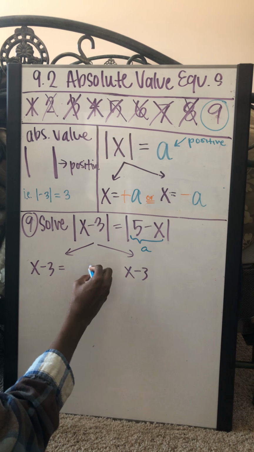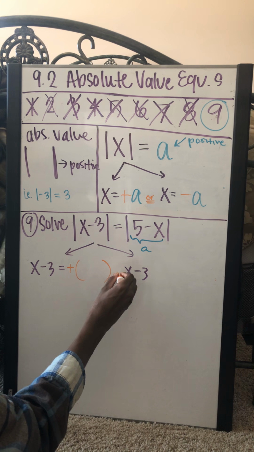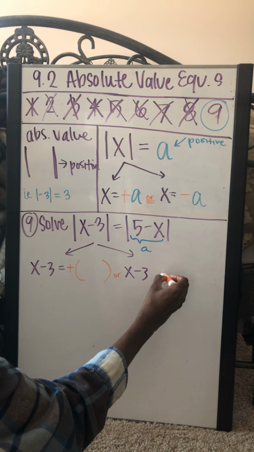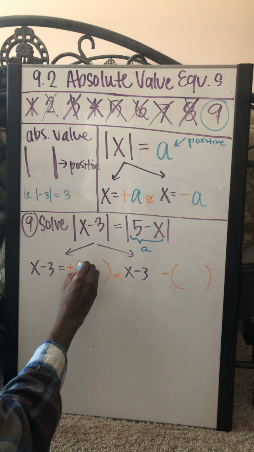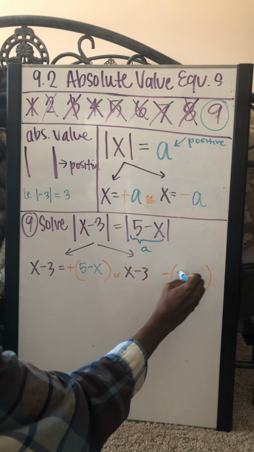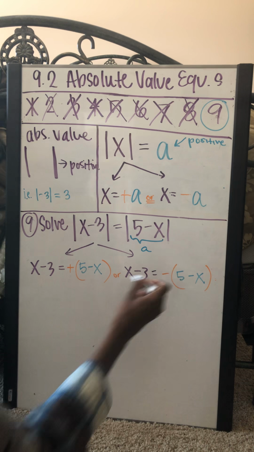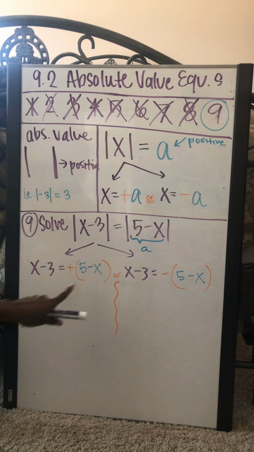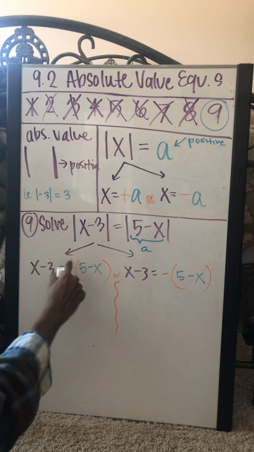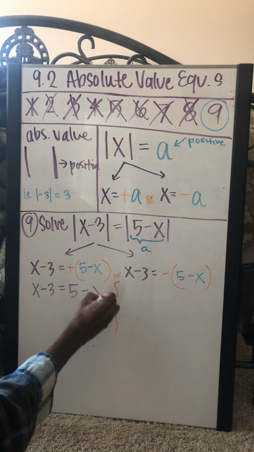So here we have our positive, we're using parentheses, and then we're going to have our negative here, and also use parentheses. So our A is 5 minus x, 5 minus x. And then we just go about solving these problems, okay? So, for this first one, to get rid of parentheses, first check the power, then you distribute. It's just the plus sign, so the parentheses will just drop.